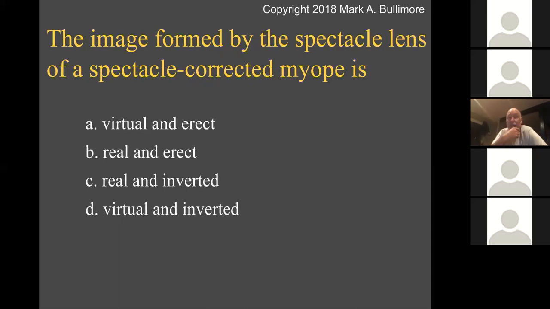What about this one? Here I'm asking you for the image formed by a spectacle lens correcting a myope. Here I'm asking you about the image formed by the lens, okay? So, of course, for a myope, we're going to have an image formed by their spectacle lens, which is a concave lens. It doesn't matter where the object is. It's going to be an image that is virtual and direct, okay? So, full marks to Hannah for getting that one right.